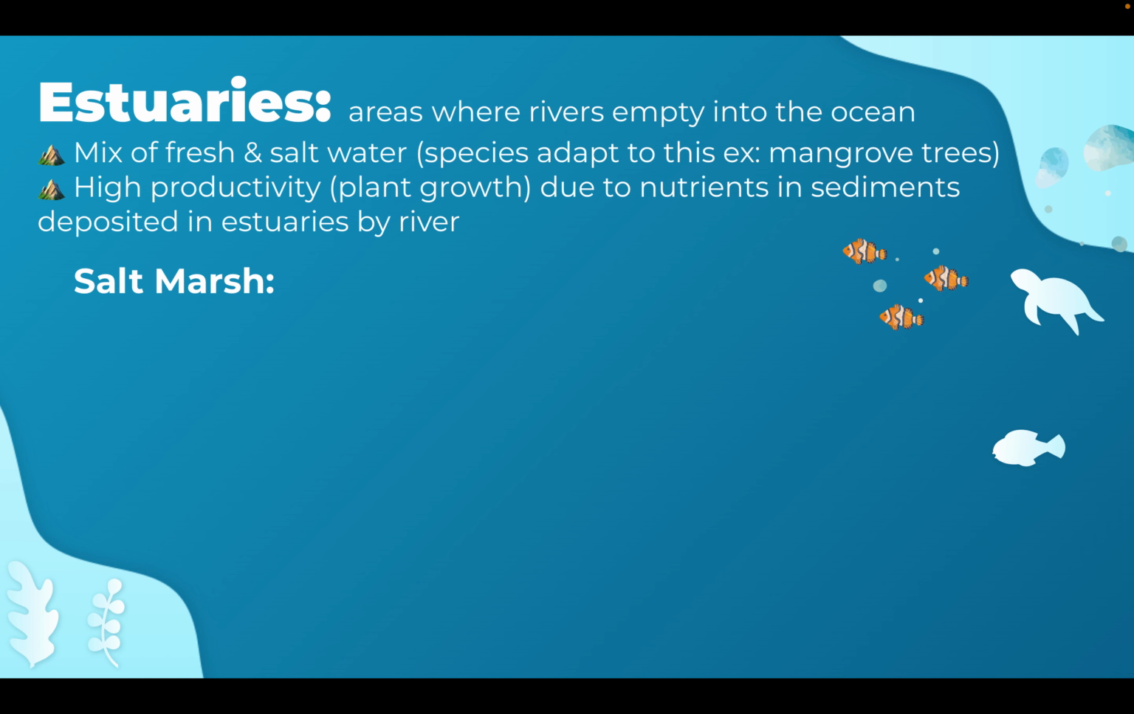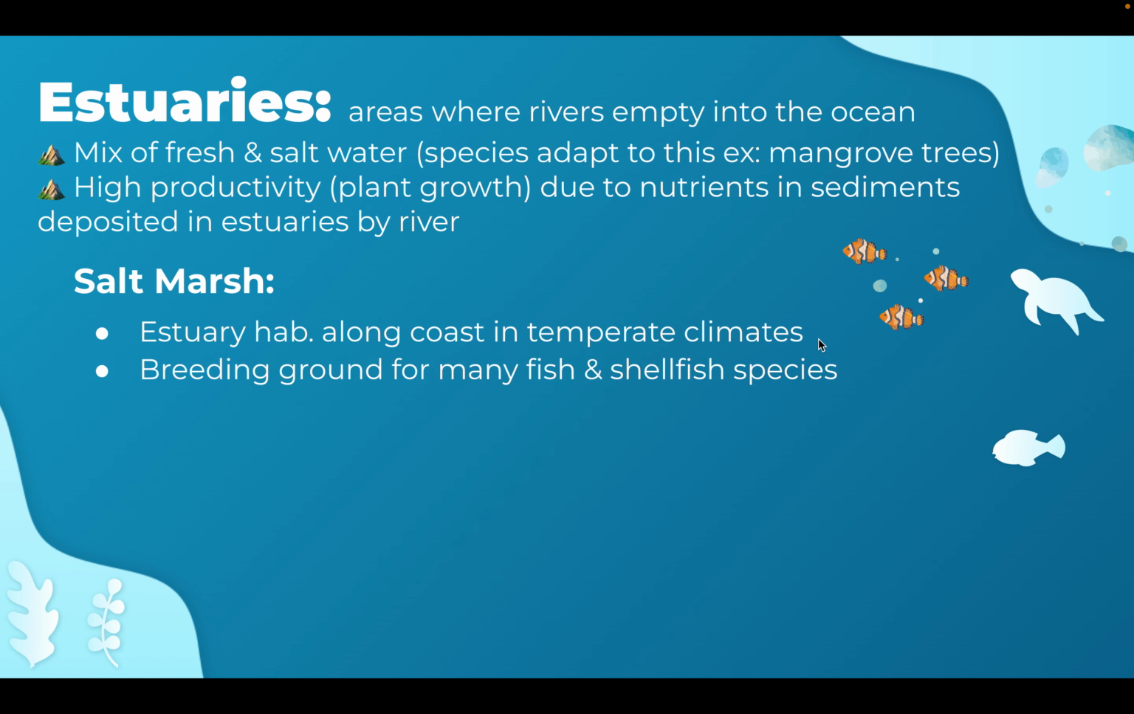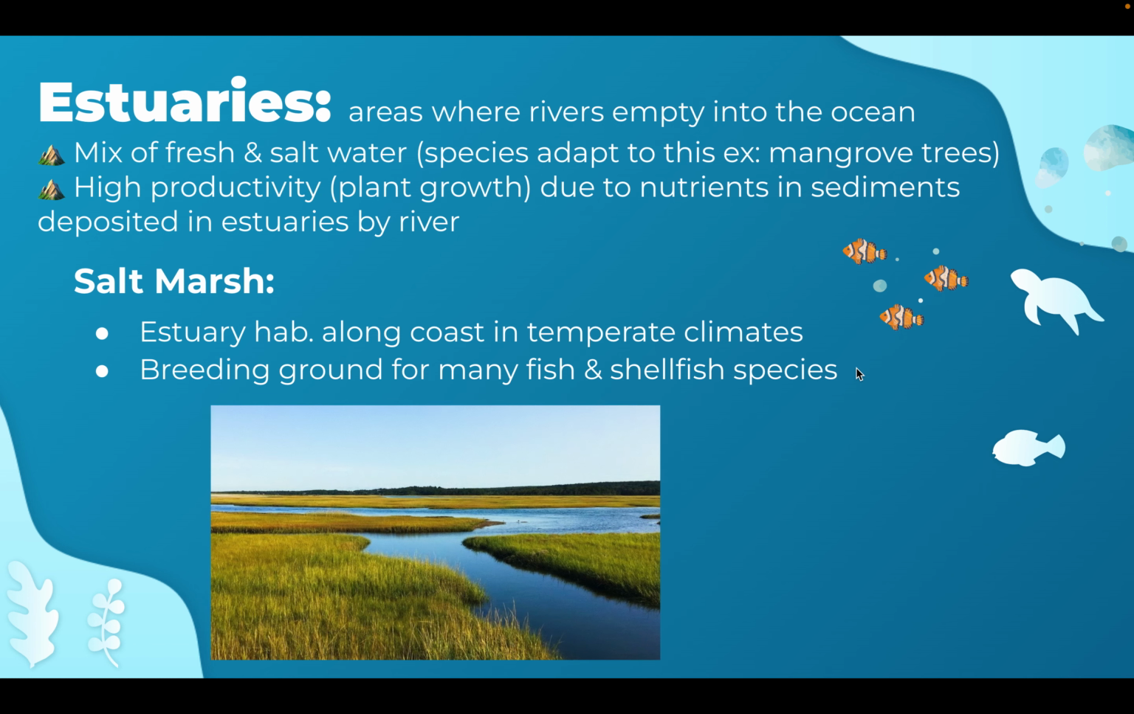They're talking about different types of estuaries. There's something called a salt marsh. This is an estuary habitat along a coastline in temperate climates. Salt marshes are great breeding grounds for many fish and shellfish species. This is what a salt marsh looks like. It's very flat. There's not a lot of trees in the area, because again, we're talking about an area that has a lot of water in it most of the time. So you have shorter areas. And this is a great nesting or breeding ground for fish and shellfish. They love hanging out here where you get that mixture of fresh water and salt water.